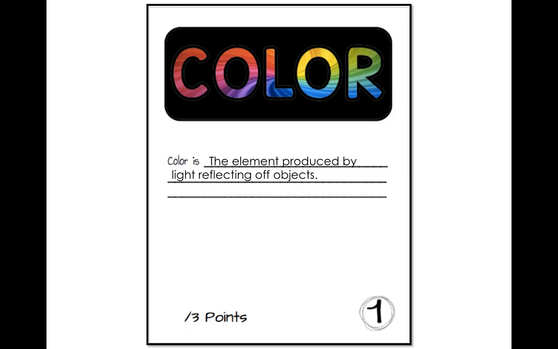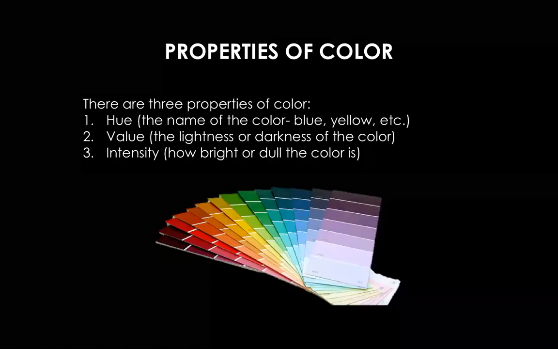So the best example I can give you for color is rain creating a rainbow. A rainbow is created by light reflecting off of rain, or light reflecting off of a window and creating a rainbow. It's the same thing. All right, so once you finish page 1, you can go ahead and move on.